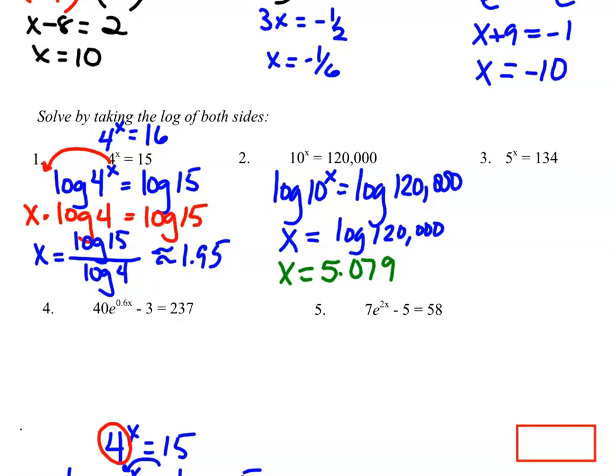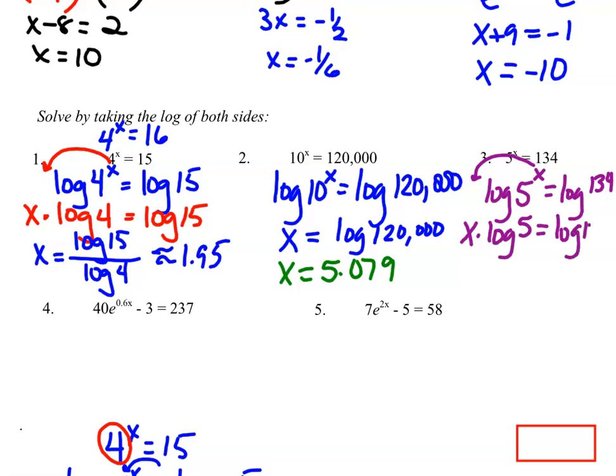Okay, let's check. If we take the log of both sides, now notice I'm just using common log here. I'm going to have to think of moving that power up front because this is log base 10 of 5. Those numbers don't match. So I'm going to bring the x to the front times the log of 5 equaling the log of 134. And then I'm going to divide the log of 5 to the other side.